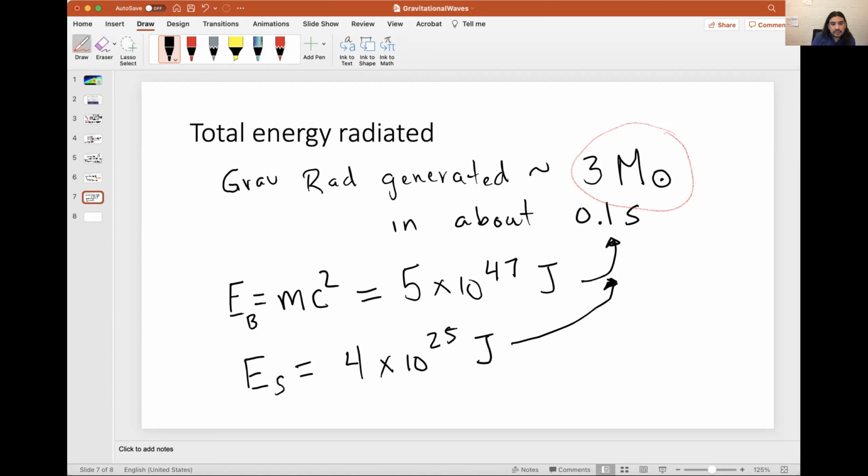The important thing, though, is to realize that there's an exponential. This is a 5 followed by 47 zeros, and this is a 4 followed by 25 zeros. So if we look at those two values, they might look like a lot, but in reality, the one from the black hole merger is not twice as much, right?